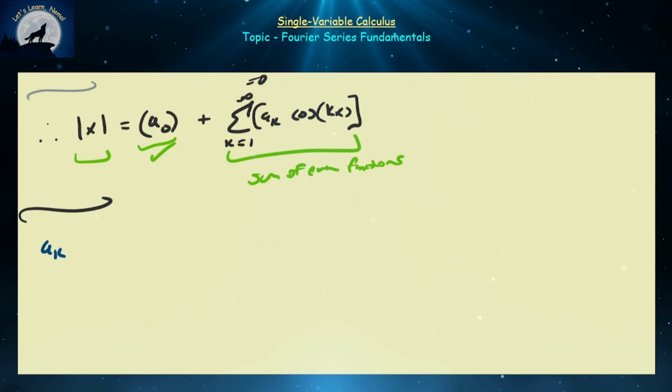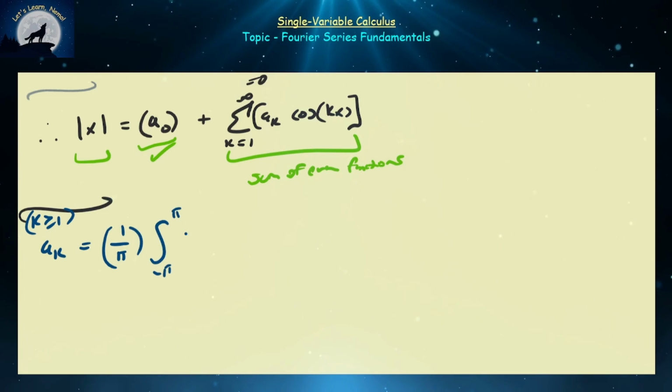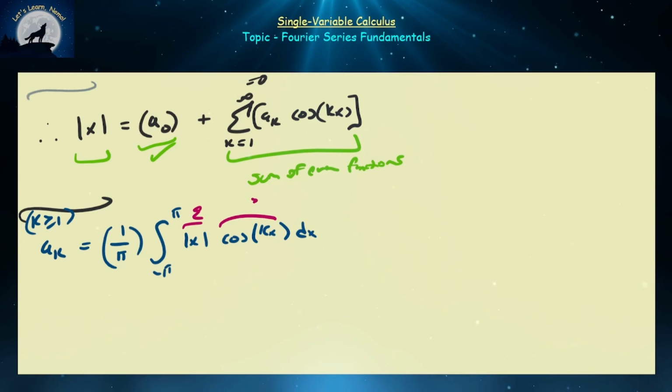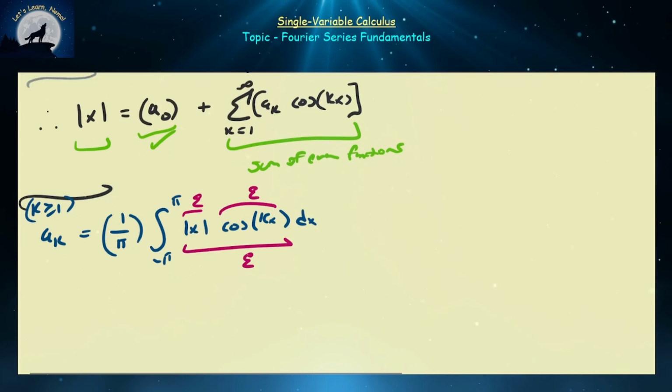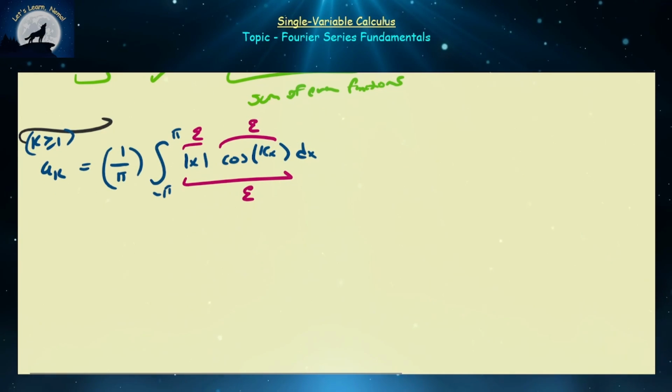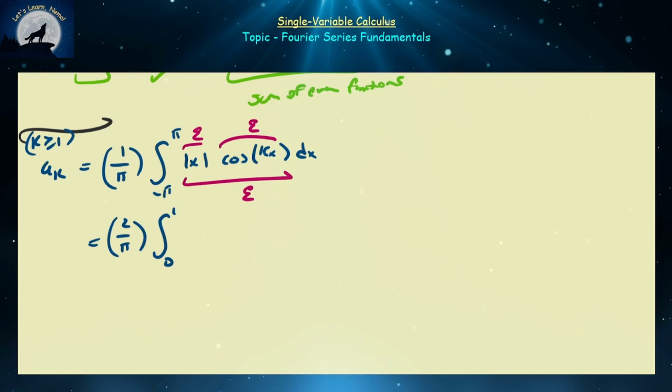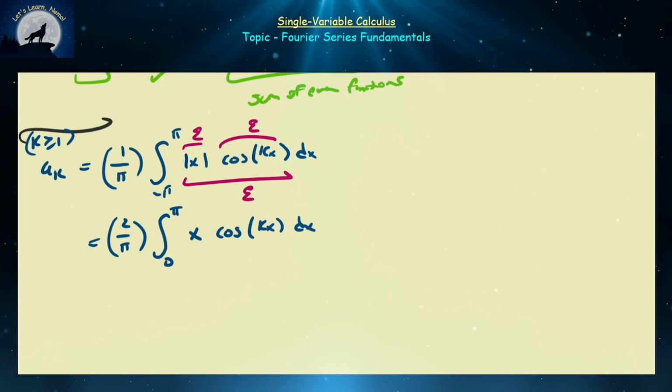So what is ak going to be? And this is for k greater than or equal to 1. So that's going to be equal to 1 over pi times the integral from minus pi to pi of our function, the absolute value of x, times the cosine of kx dx. Keep in mind this is an even function, this is an even function too, therefore the product of two even functions is also even, meaning that it's symmetric about the y-axis, so I can rewrite this similar to before by factoring out a 2, so 2 divided by pi, and then integrating from 0 to pi instead, which means the absolute value of x is just going to be equal to x, and then we're going to have a cosine of kx dx term there.